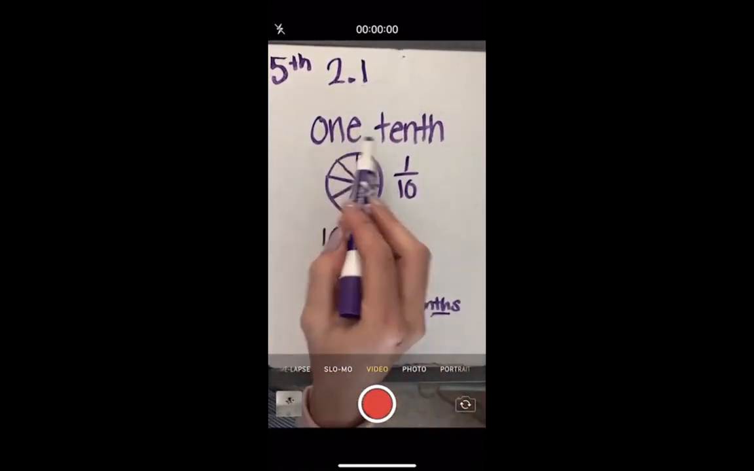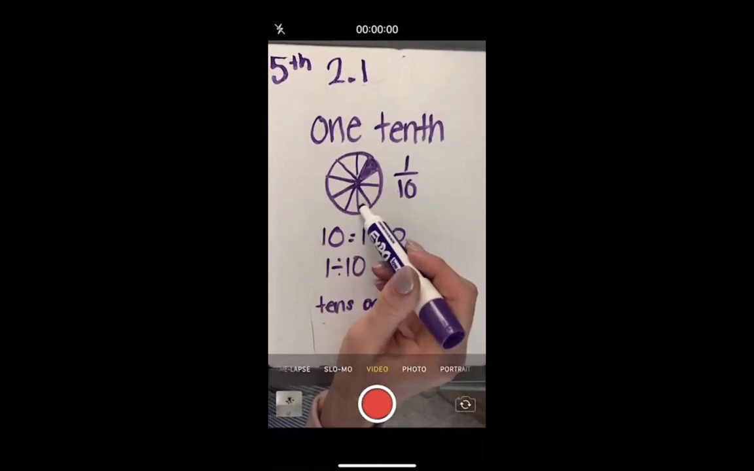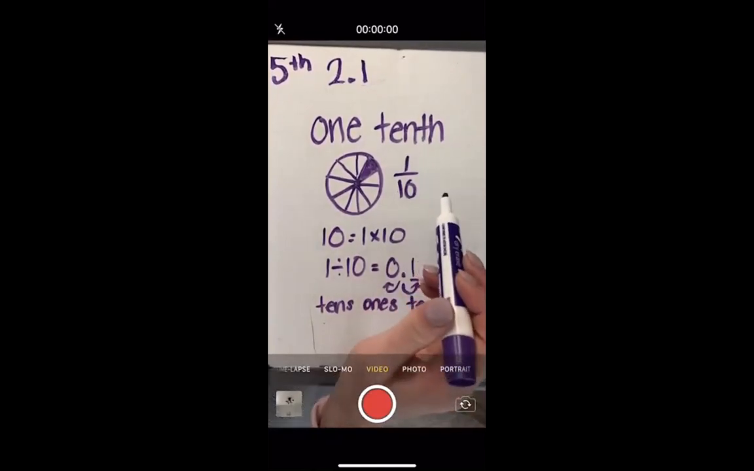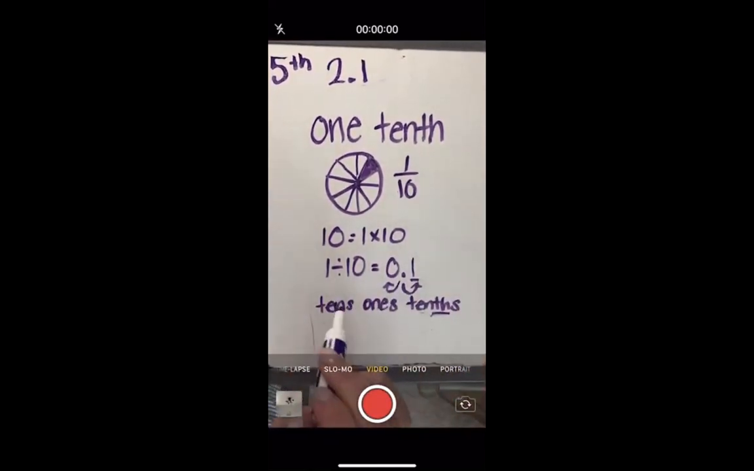So far we have 1/10 in words, 1/10 in a picture, 1/10 in a fraction. We have it as a division statement. We have a decimal statement. We've got a whole lot of things going on. So now I want to ask you guys, I hope you have all of this in your notebook. That way you can kind of refer back to it.